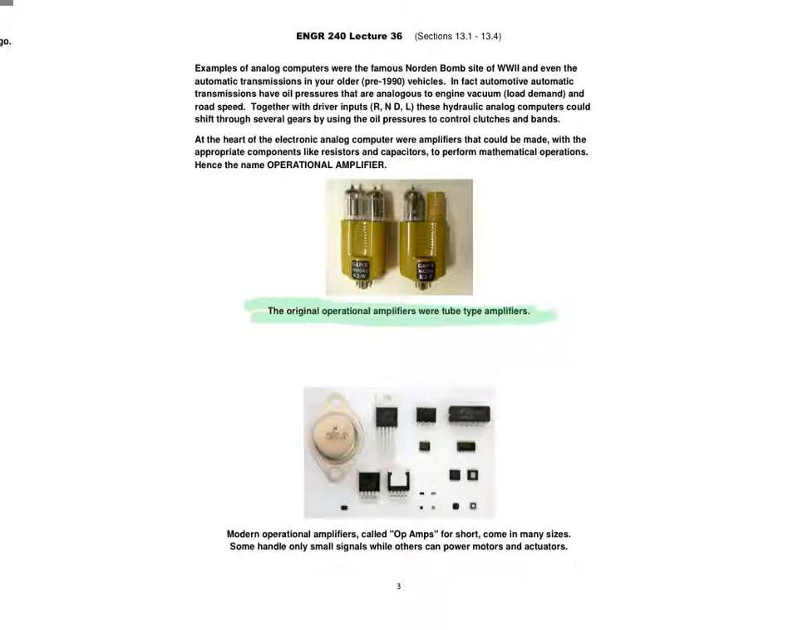Since the late 50s and 60s, the tube-type amplifiers have been replaced by semiconductor amplifiers, and now we see primarily monolithic, one chunk of silicon, which can implement an entire amplifier. These amplifiers can be very tiny, right down here for example, some of them the size of a grain of sand, some of them even microscopic. Others can be fairly large and have the ability to control several amperes of current and several volts, such that they can actually run motors or actuators.